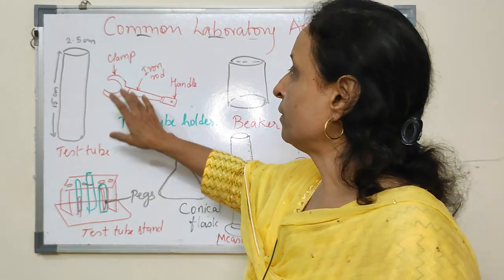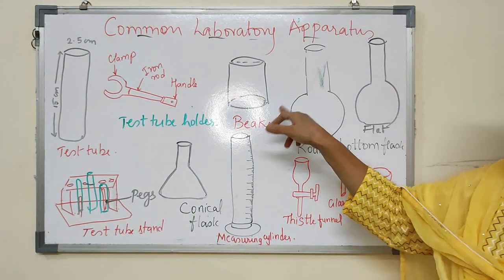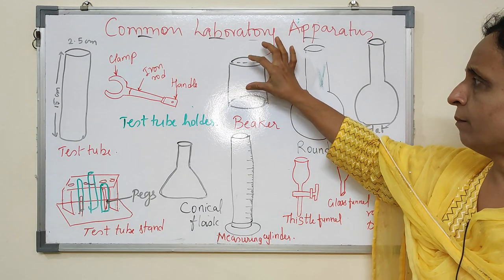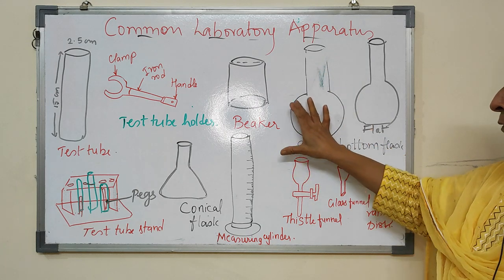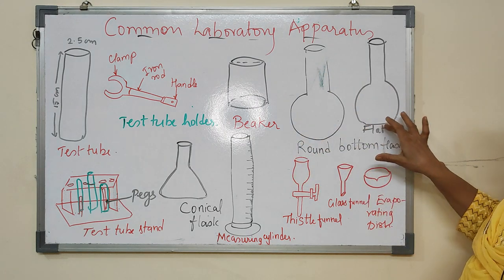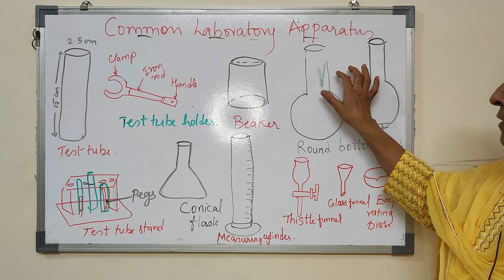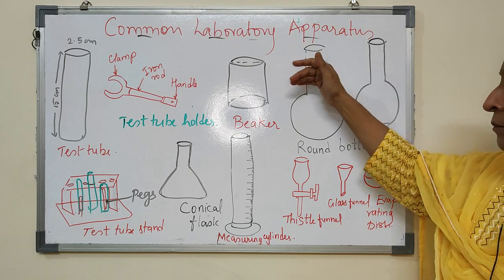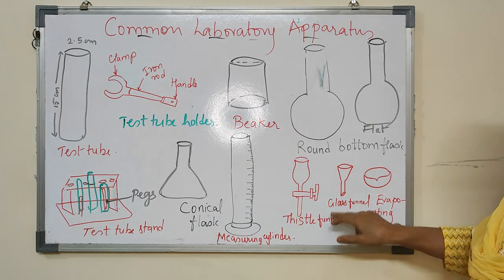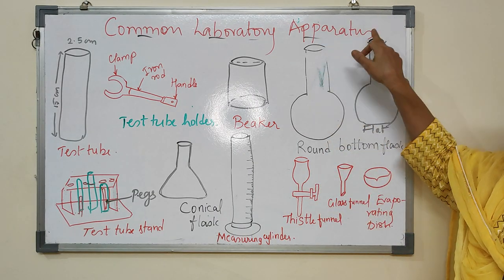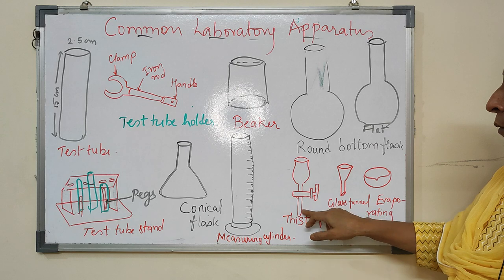So, test tube holder, and test tube stand, beaker, like a glass, the size will vary: small, big, bigger. In the same way, the round bottom flask will be used. Then the flat bottom flask, because the bottom is flat, it will be able to stand by itself. The round bottom flask has to be held by a holder. Then the conical flask, measuring cylinder, and thistle funnel can be put on the round bottom flask or flat bottom flask, so that you can put the chemicals in a controlled manner.